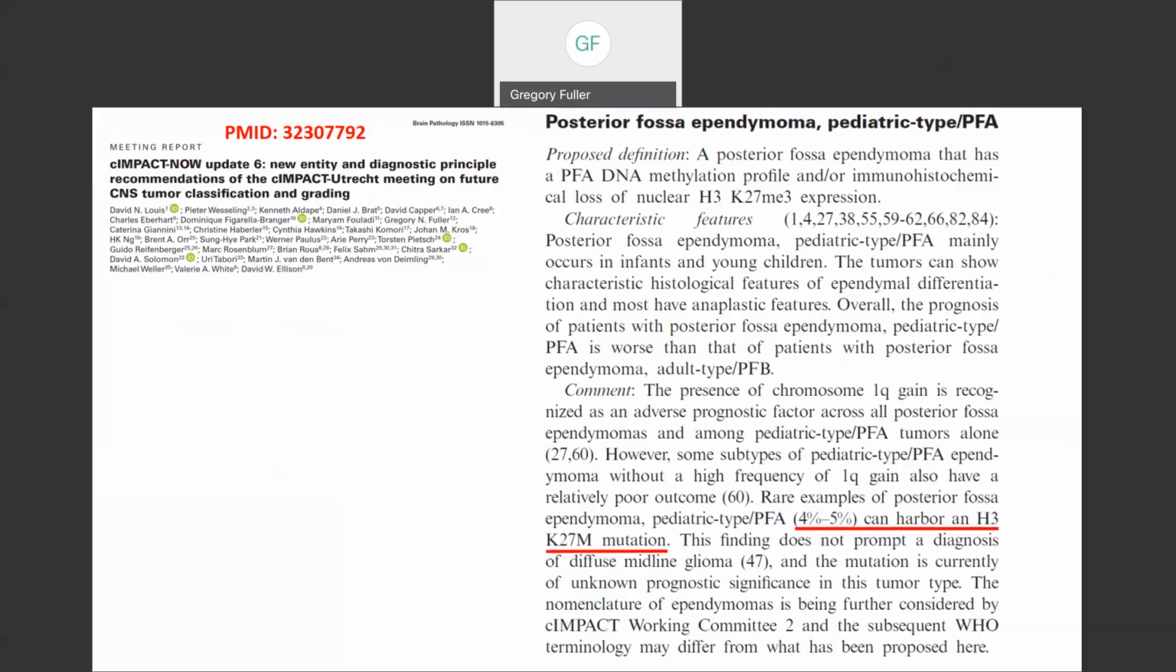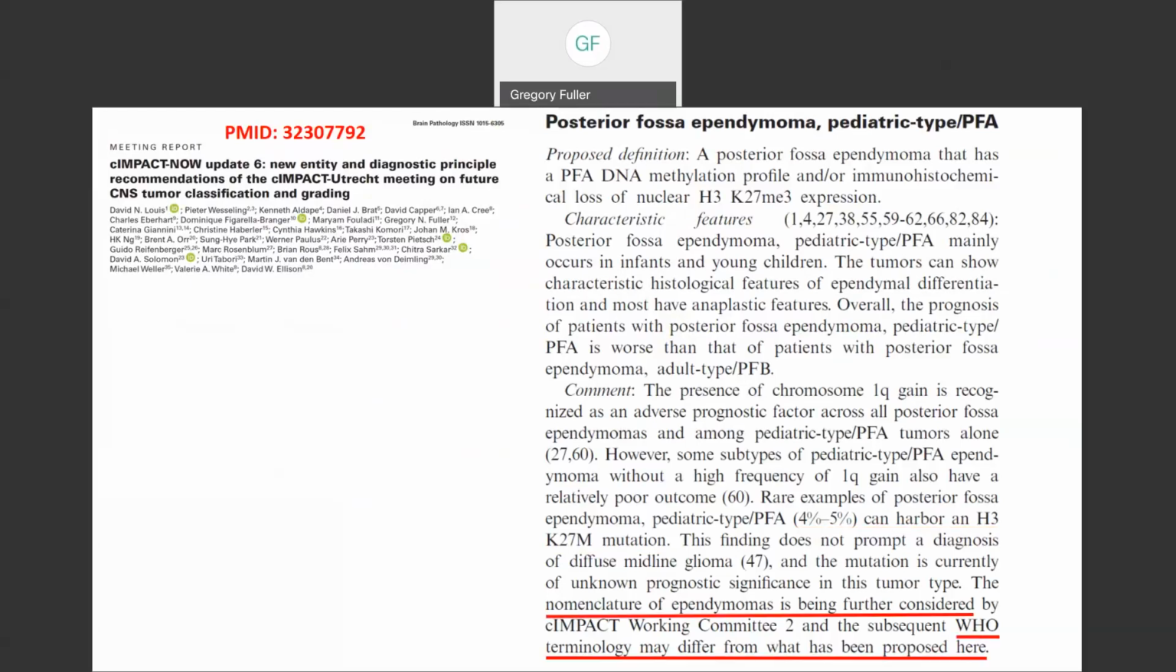So if you were to run H3K27ME3 and H3K27M, and they showed loss of trimethylation, but there was a K27M, it does not exclude ependymoma PFA. It can happen in a small percentage.